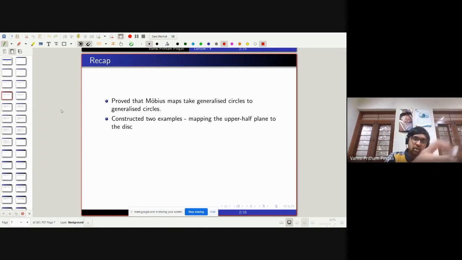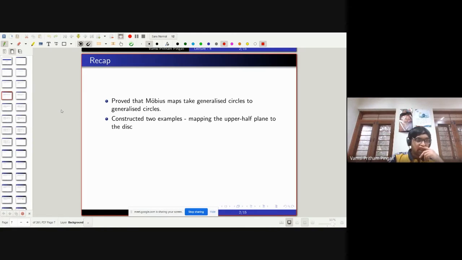So the principles to keep in mind are that if you specify where three distinct points go, then you have uniquely fixed your Mobius map. You don't have any more freedom, firstly. Secondly, suppose you specify 3 points and their images lie on a straight line, then the line containing those three, suppose these 3 points are on a circle or on a straight line, that thing goes to the straight line.